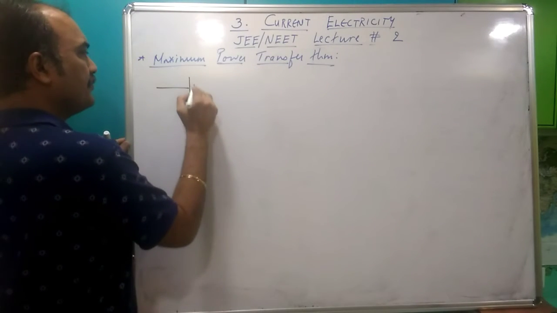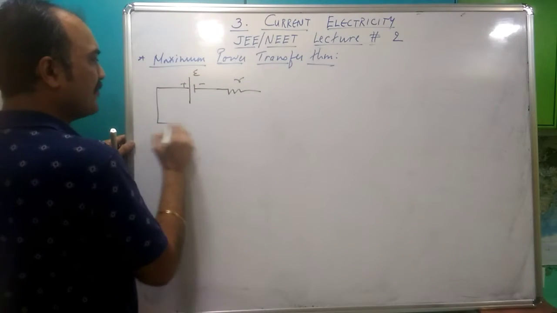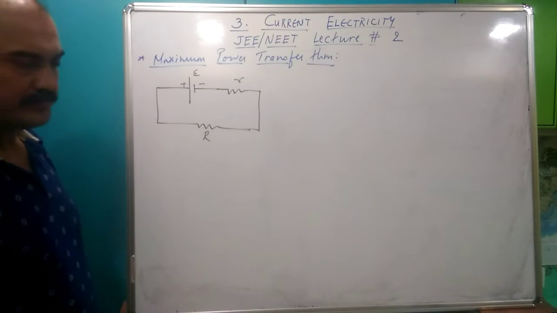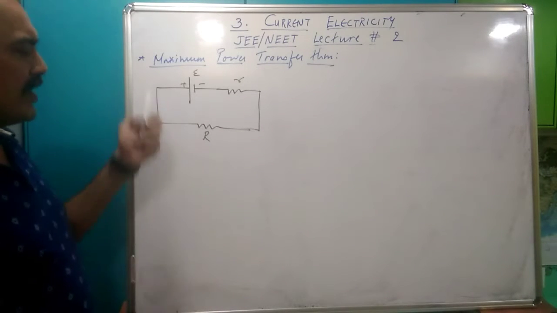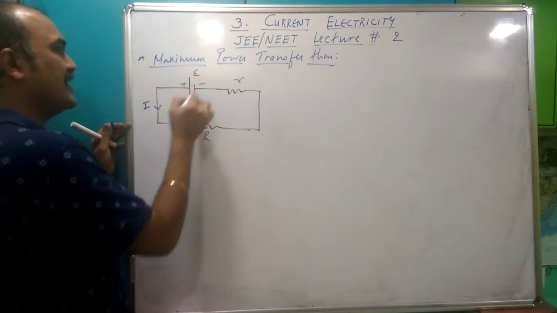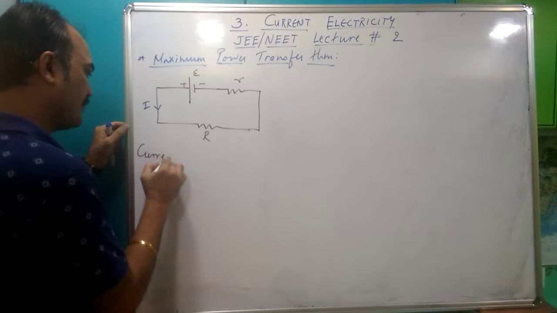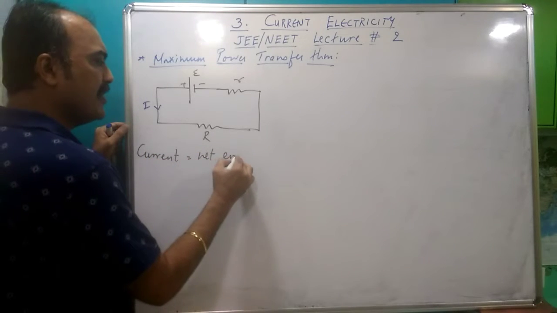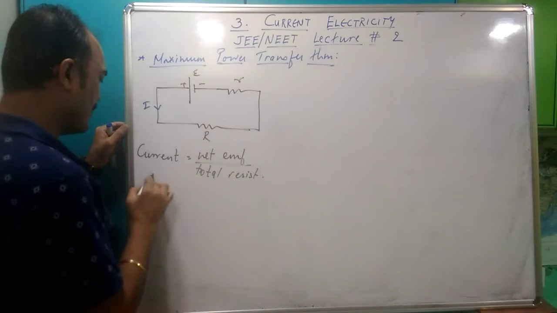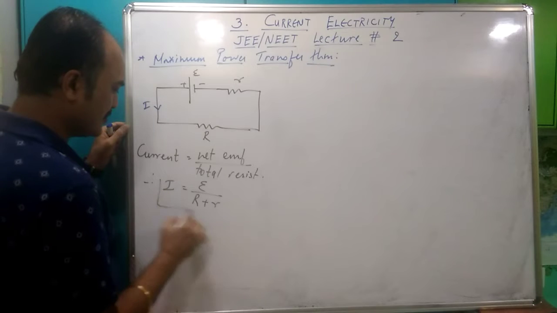Suppose I have a battery. EMF is epsilon. Internal resistance is r. And I have connected it across an external resistor R. First things first. What is the current through the circuit? This is a simple closed circuit. Let us say current is I. And everybody knows current is net EMF over total resistance. So by a simple equation, I have I is epsilon over big R plus small r.